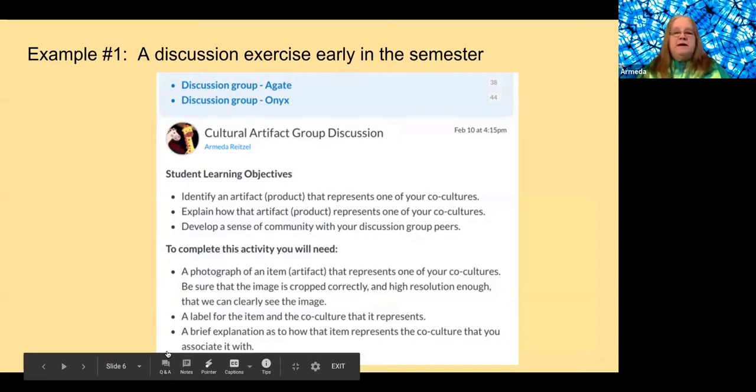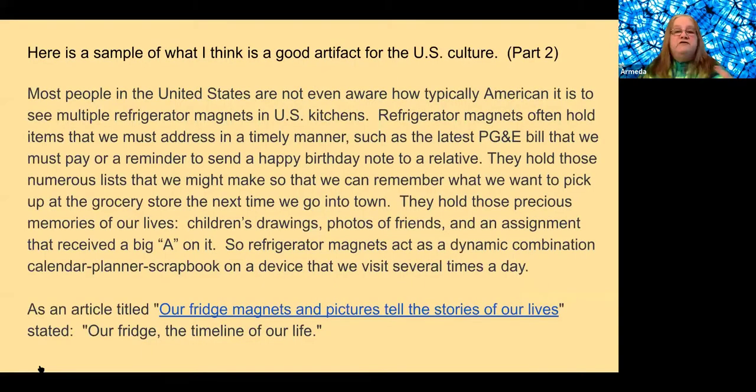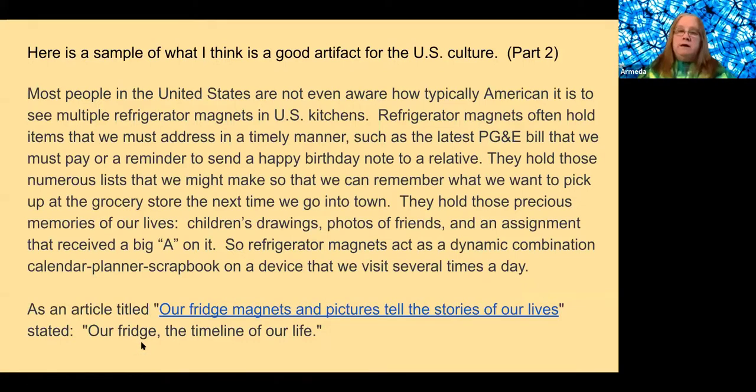Here's a sample of what I wrote, and I won't go over it all with you, but I wrote this up for students to think a little bit about a cultural artifact for the US. I always gave a lecture face-to-face about refrigerator magnets being part of the US culture and what it means. So I wrote up a little sample that if I were doing this assignment, I would pick the refrigerator magnet. And I even found a little resource here, and I love the quote at the end here, if you can see it: "Our fridge, the timeline of our life."